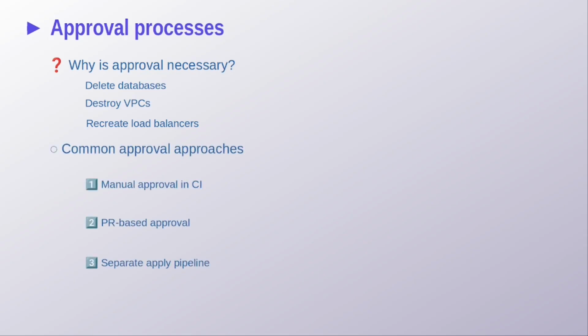Common approval approaches. First, manual approval in CI. The pipeline pauses and waits for a human decision. Next, pull request based approval. Only pull requests with approvals can be merged. That is simple and very effective.